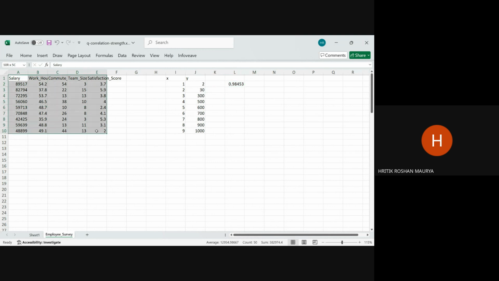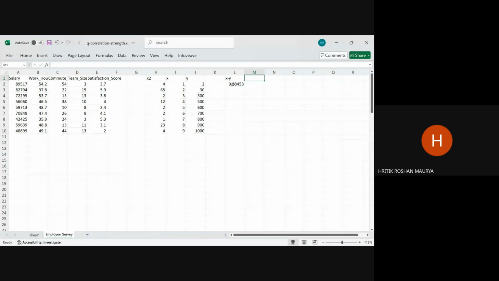Suppose you have other data, like another variable x2. Here also some values are there. This is the correlation between x and y. If you want to calculate the correlation between x2 and x, then again you need to write this CORREL function, and you need to provide x2 and x.